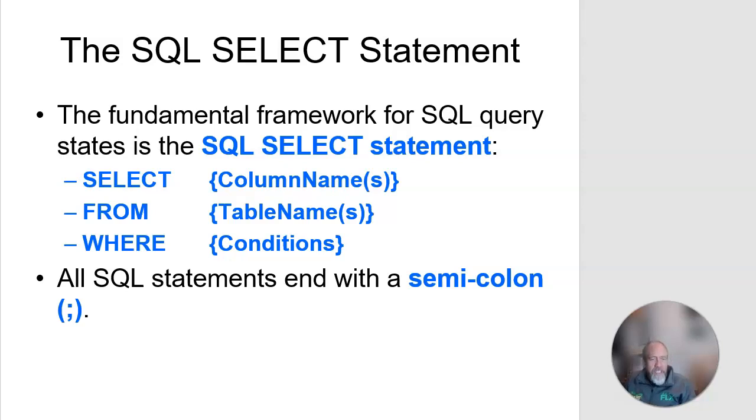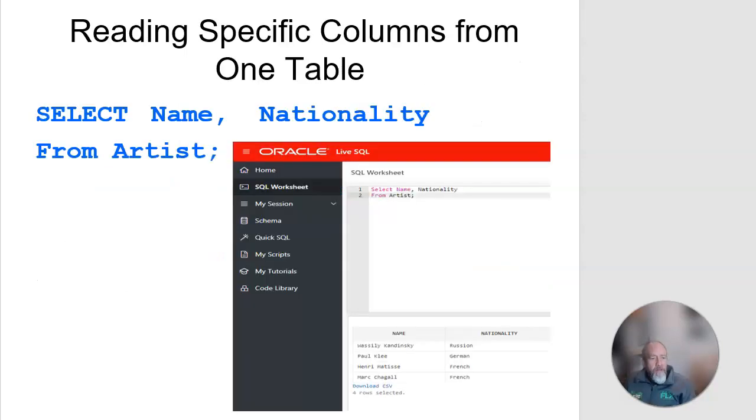So let's start off with an example. For those of you that are using Oracle Live SQL, which is my class, you're going to be able to go to your SQL worksheet, and you should have some databases and tables in there that you've created as part of your homework, so you can now start issuing queries. So let's say we want to get the name and the nationality from the artist table. It's simple. Select name, comma, nationality from artist, and voila, you'll get the results. They'll pop down at the bottom.